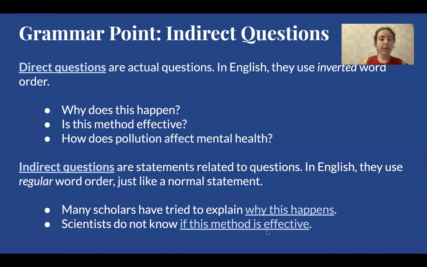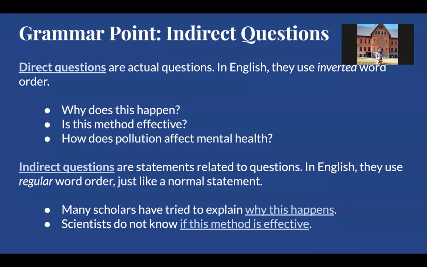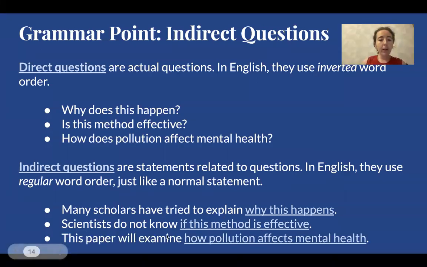Let's look at another example. Scientists do not know if this method is effective, right? So is this method effective becomes if or whether this method is effective, right? So this method, subject, is, verb, subject verb, this very regular word order. And then the last one, this paper will examine how pollution affects mental health, right? So it goes from how does pollution affect mental health to how pollution affects mental health.